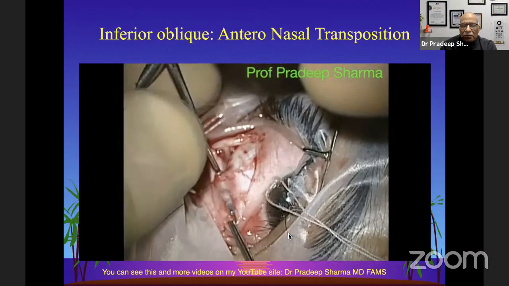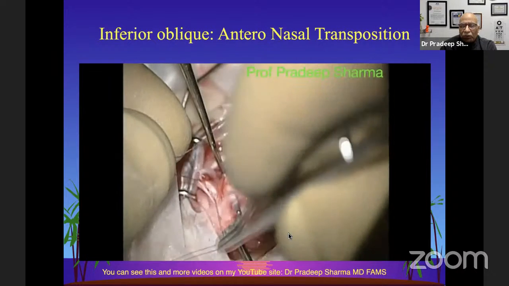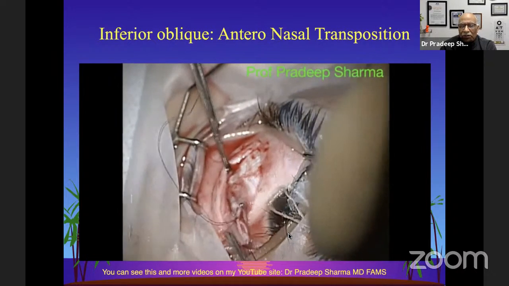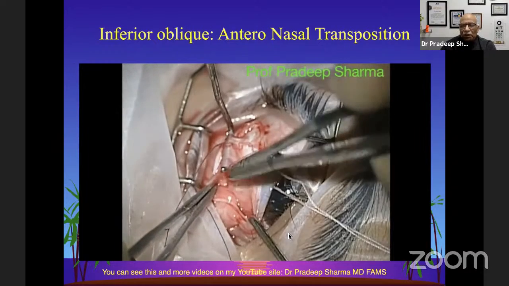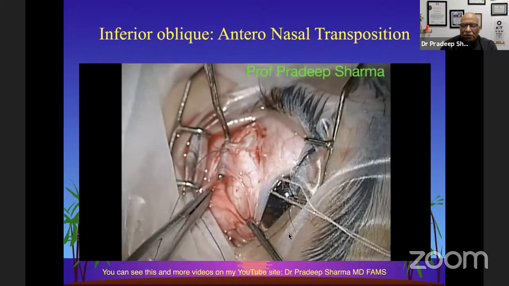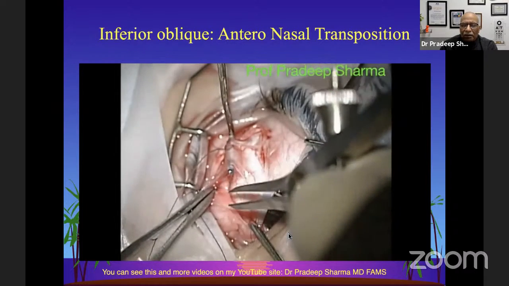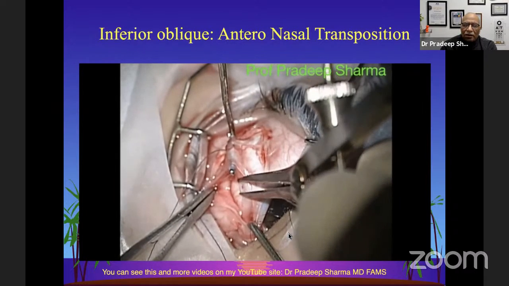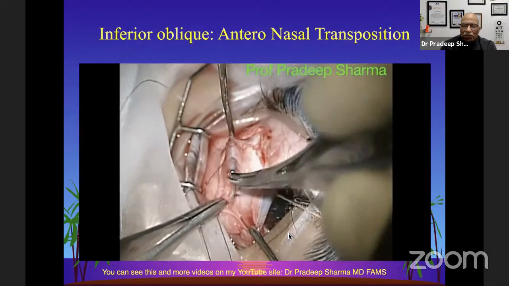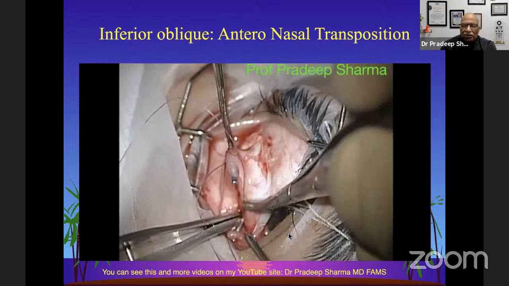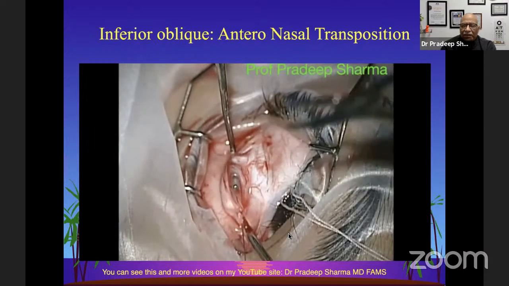And you can just mobilize the inferior oblique from the temporal half or quadrant to the nasal side. And 2 millimeters from the nasal end, and 2 millimeters nasal and 2 millimeters posterior, a mark is made where I will stitch this muscle. This is a Stager's procedure, or the anterior-nasal transpositioning. And it is a very effective procedure.